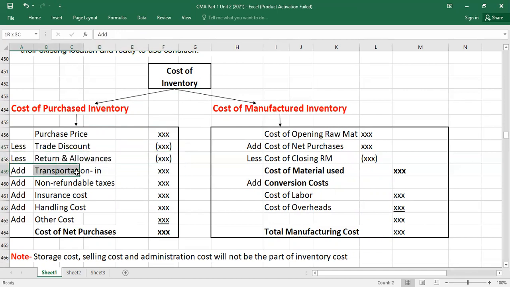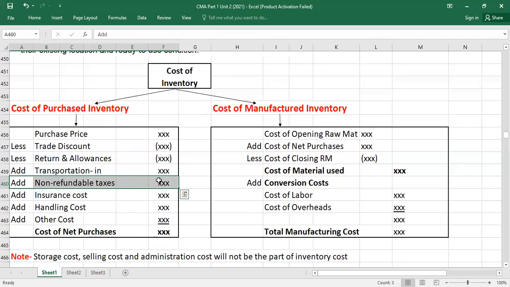Then you will add here transportation in, which is also called freight in, which is the cost which you will incur to bring the inventory to the present location. And then you will add here non-refundable taxes. Non-refundable, maybe you have paid certain custom duty or import taxes in case you are buying the inventory from outside the country. So here the word is non-refundable taxes.